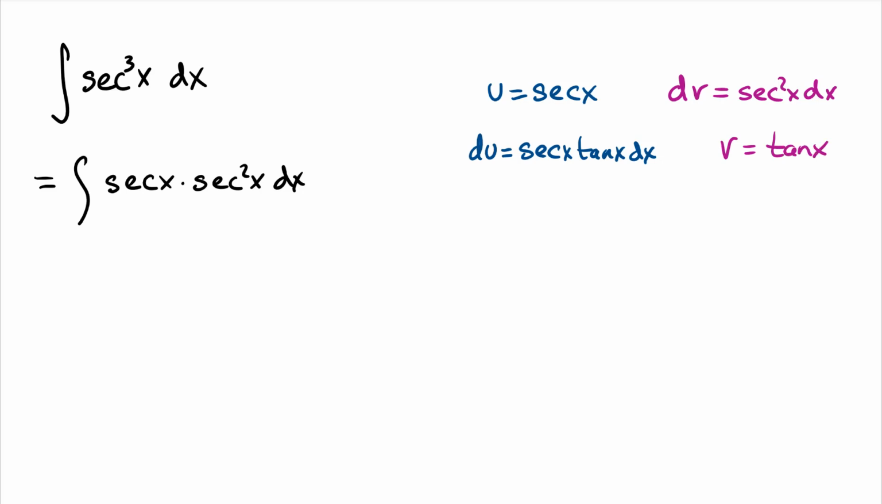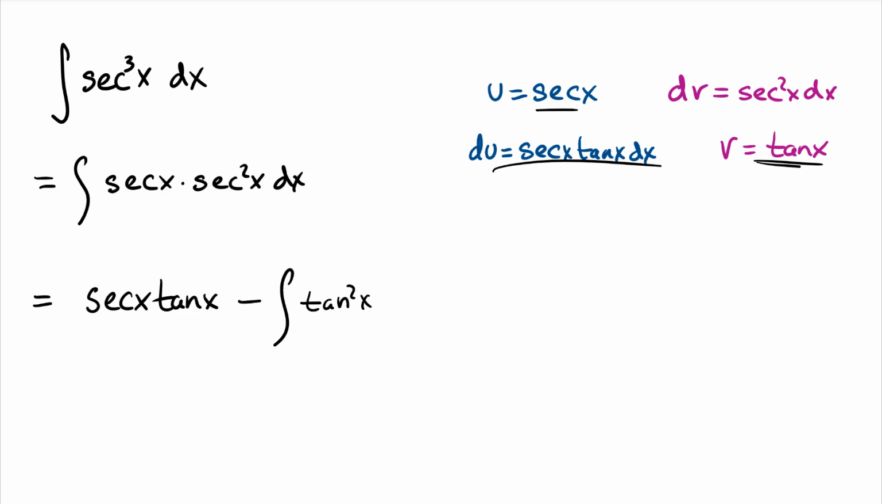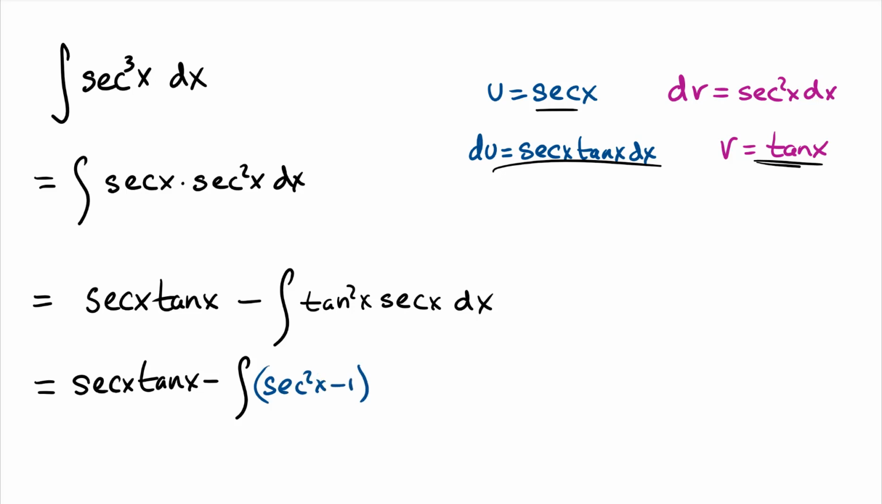All right. What is that? uv minus the integral of v du. So uv is secant of x tangent of x, minus the integral of v du. So we're going to end up with tangent squared of x secant of x dx. Well, let's change that tangent squared. Tangent squared is just secant squared of x minus 1. So we'll replace that in: secant squared of x minus 1 times our secant of x dx.